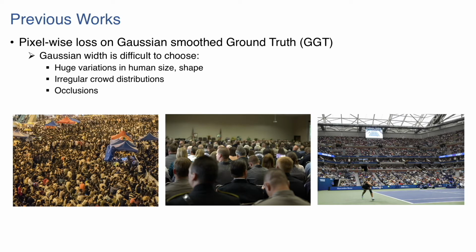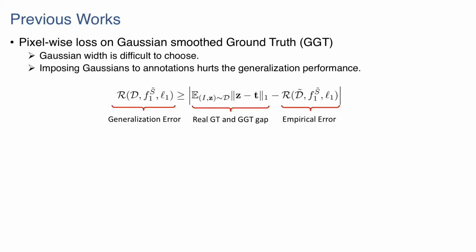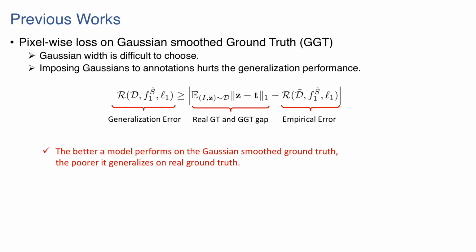Unfortunately, the performance of the resulting network is highly dependent on the quality of the Gaussian smoothed ground truth. However, it is non-trivial to set the right width for the Gaussian blob due to huge variations in human size and shape, irregular crowd distributions, and occlusion. We proved that imposing Gaussians hurts the generalization performance. The generalization error is no less than the absolute difference between the real ground truth and Gaussian smoothed ground truth gap and the empirical error. That is to say, when the empirical error is small enough, the better a model fits on the Gaussian smoothed ground truth, the poorer it generalizes to the real ground truth.